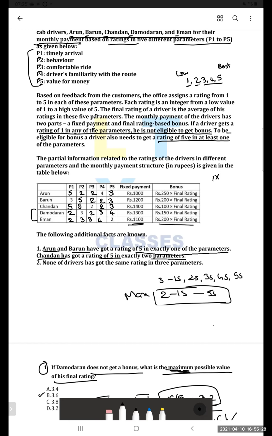Which rating will you remove to give him a 5 to make it minimum? 4 is removed. Okay, since we need to minimize the overall scoring, if we replace 4 with 5, the overall score is increasing only by 1, right?